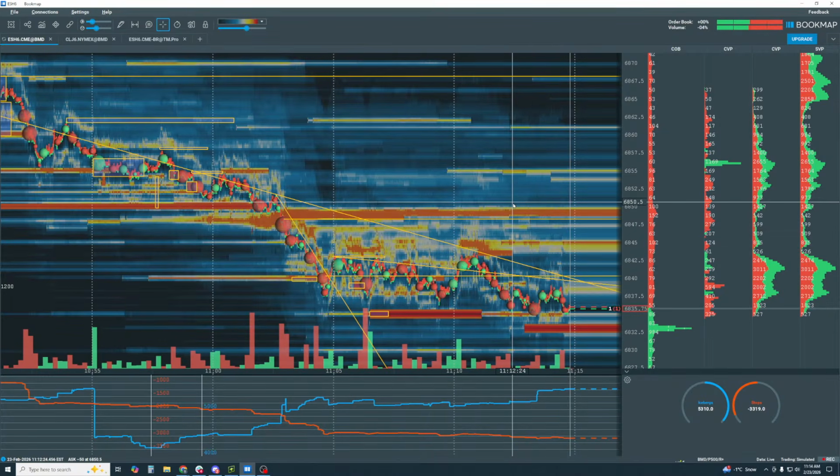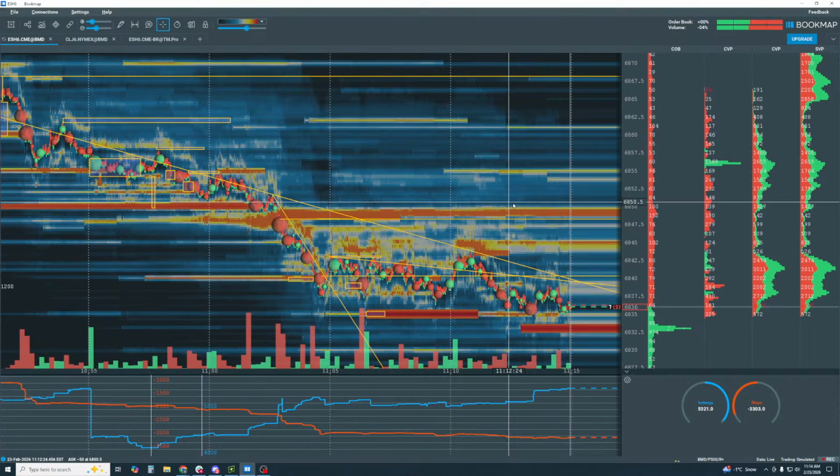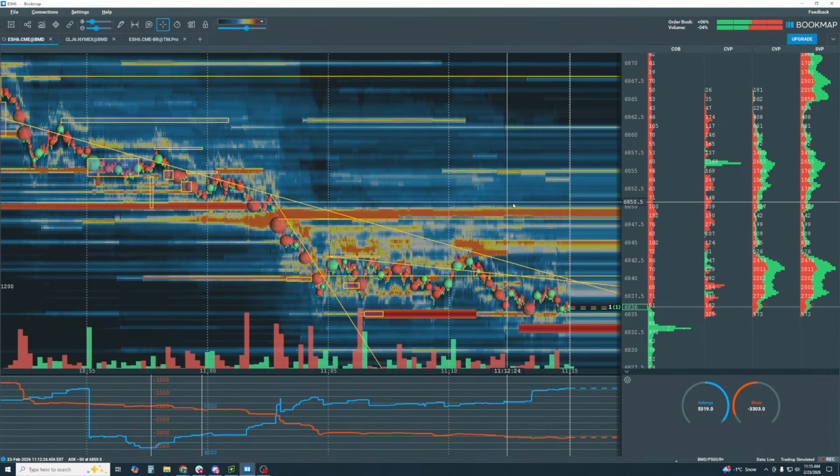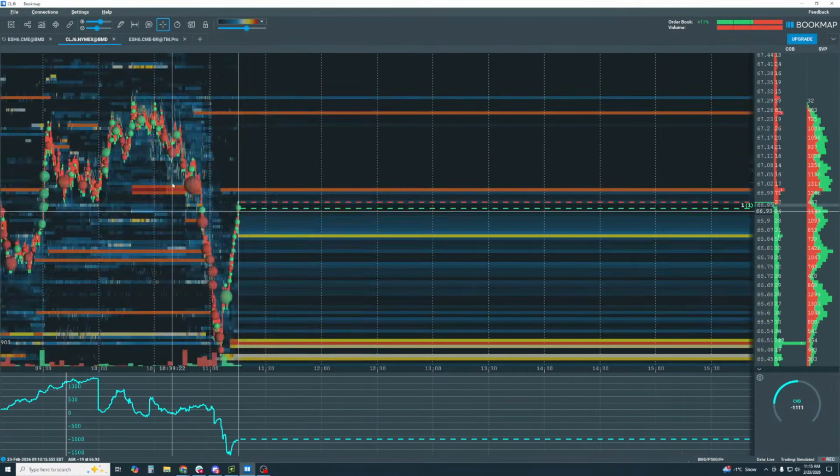Is there a catalyst driving the ES? Yeah, absolutely there is. It has to deal with the Supreme Court decision on Friday. And then there's geopolitical concerns of potential war with Iran. Let's jump over to crude. It should be flying.